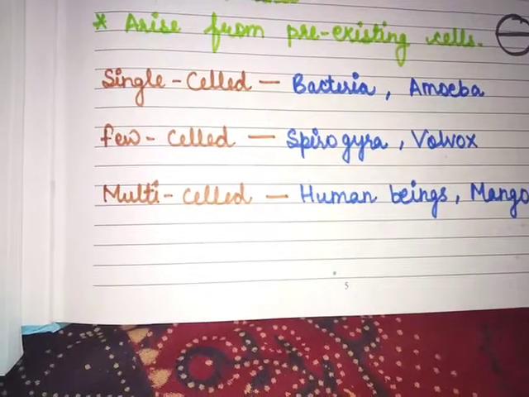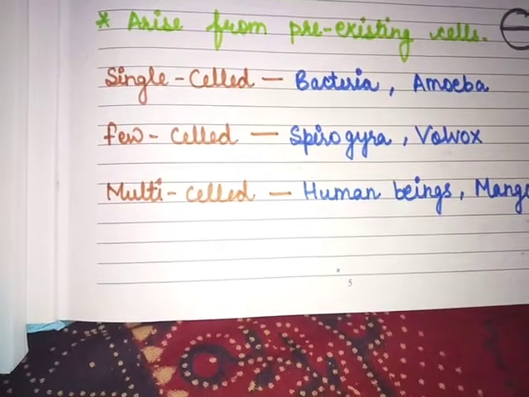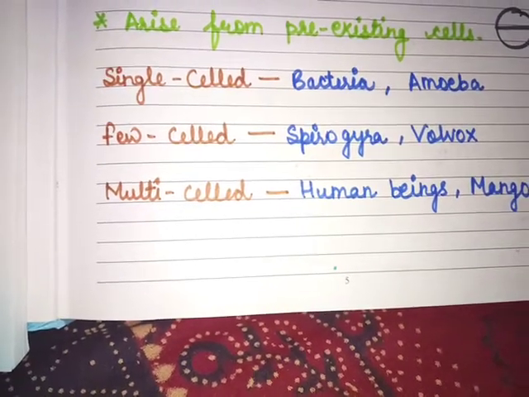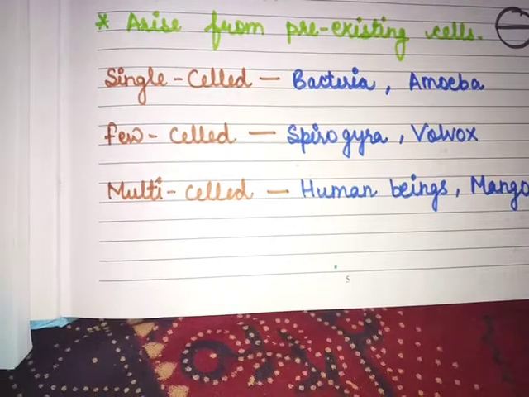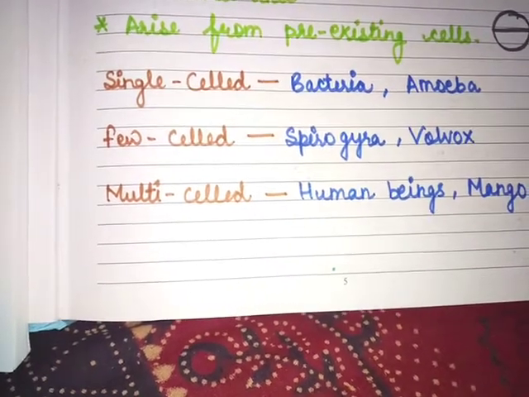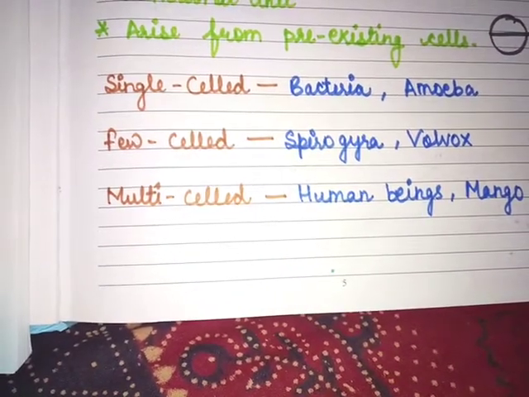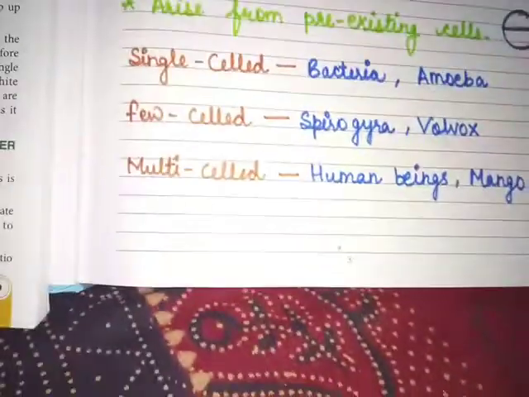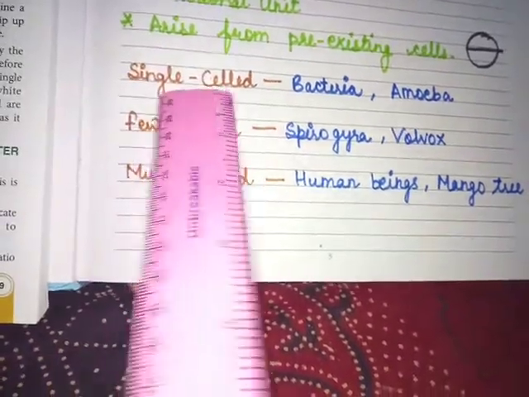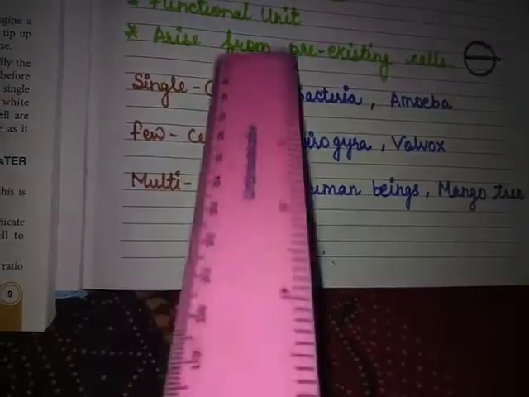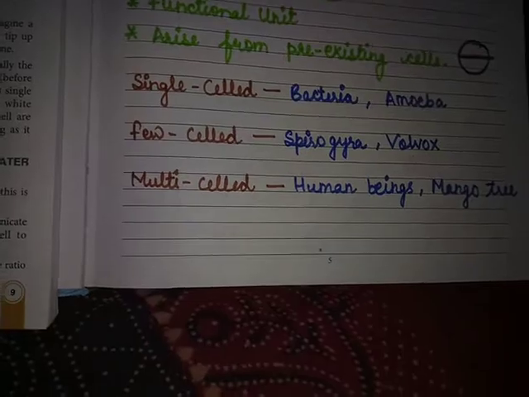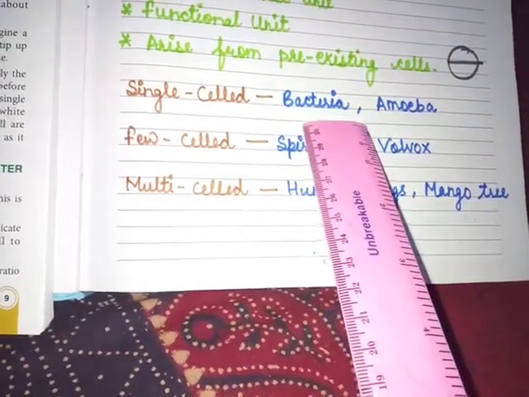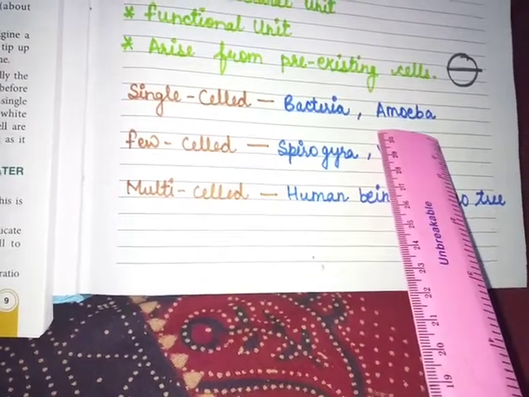Now, in your mind, you must have the question: can a smaller organism and a bigger organism have the same number of cells? The actual answer is no, because the bigger an organism is, the greater will be the number of cells in its body. You can see over here that I have marked single-celled organisms. Single-celled organisms means the ones which have only one cell in their body. Examples of these are bacteria, amoeba, etc.